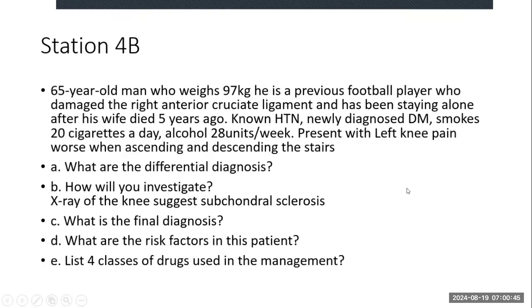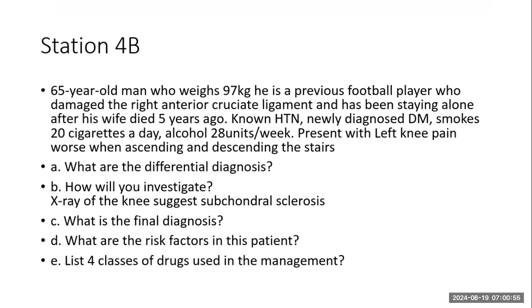A 65-year-old man who weighs 97 kg is a previous football player who damaged the right anterior cruciate ligament and has been staying alone after his wife died 5 years ago. He is non-hypertensive, newly diagnosed with diabetes mellitus. He smokes 20 cigarettes a day and takes about 28 units of alcohol per week. He presents with left knee pain, worse when ascending and descending the stairs.